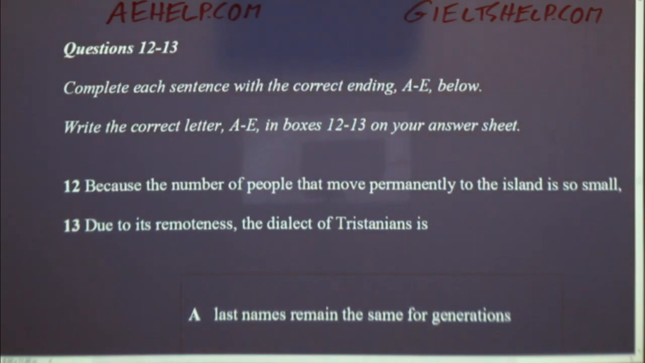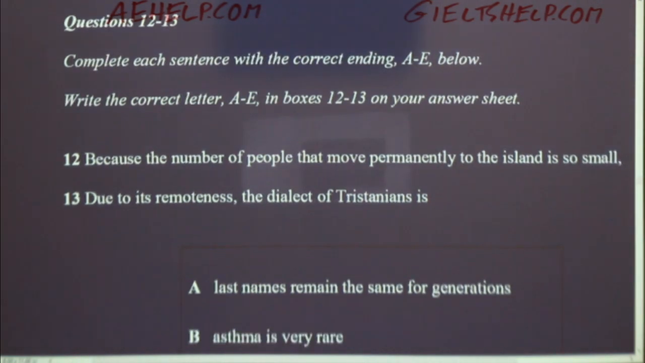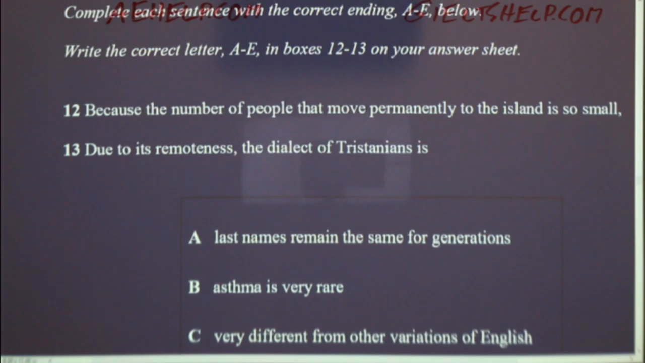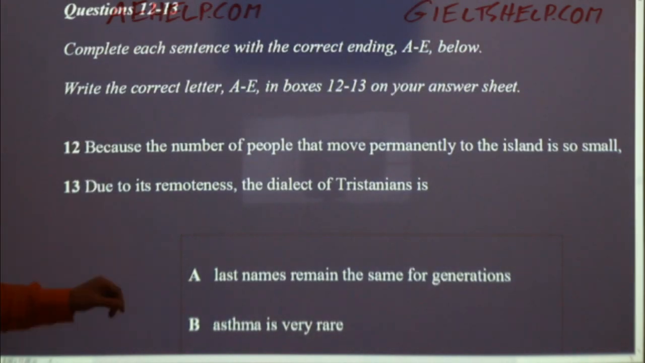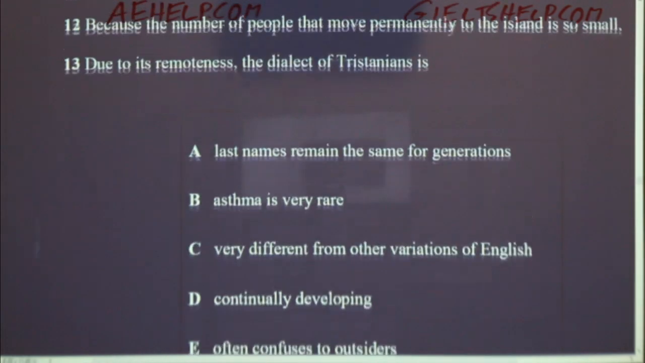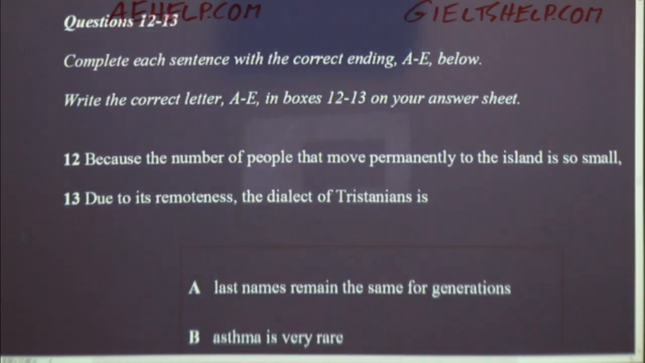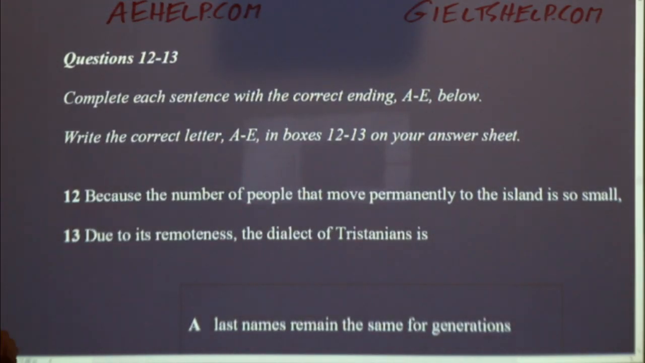All right, complete each sentence with the correct ending, A to E below. Here I have 2 sentences, and then I have 5 choices. Should I read all this information?